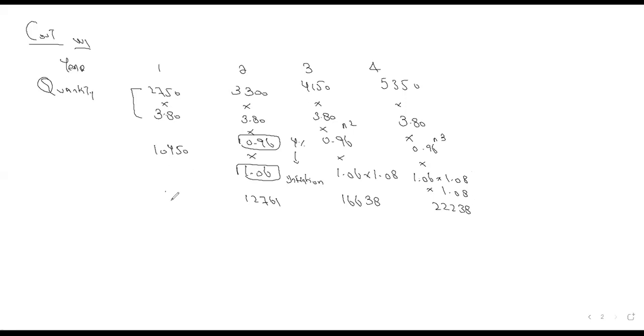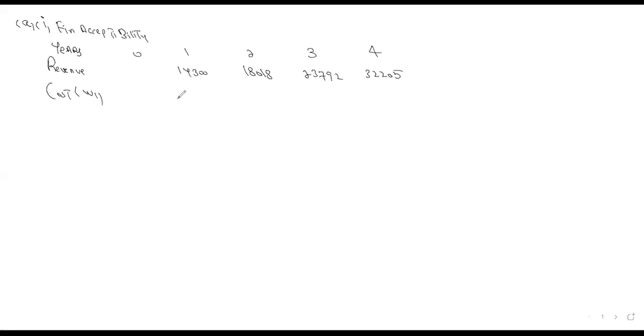So this is your cost. This cost we will place here: 10450, 12761, 16638, and 22238. Now here we will deduct the tax allowable depreciation.